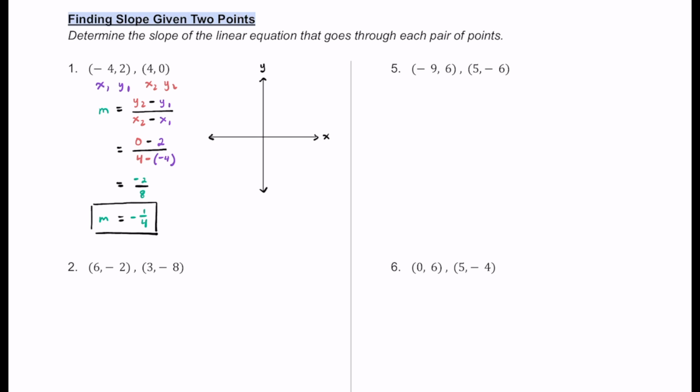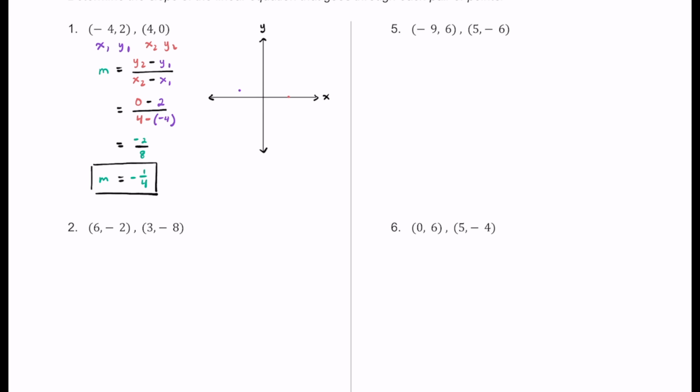And if you want to visualize this, (-4, 2) would be somewhere over here in quadrant 2, and this (4, 0) would be somewhere over on the positive x-axis, right over here. And if you connected these two dots, you would get a negative slope because it would be going down to the right. Here's number 2.